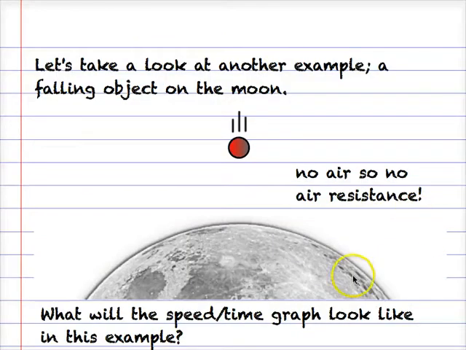So here's the surface of the moon, and we have an object falling on the moon. The reason I've chosen that is because there's no air on the moon, so we've got no air resistance to worry about. So what will the speed time graph look like for this example?